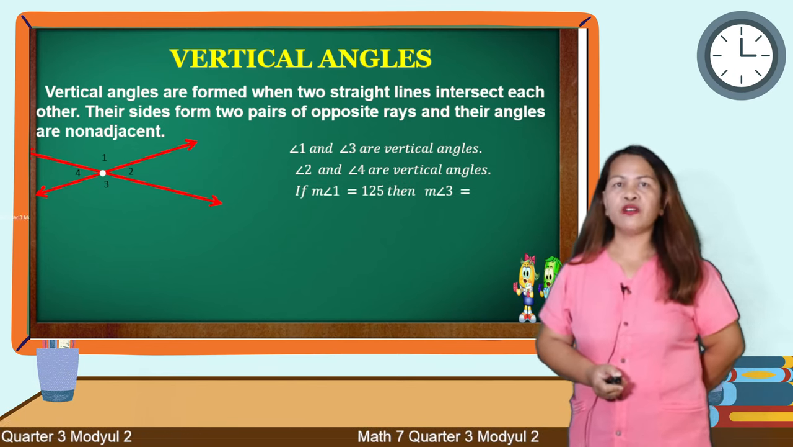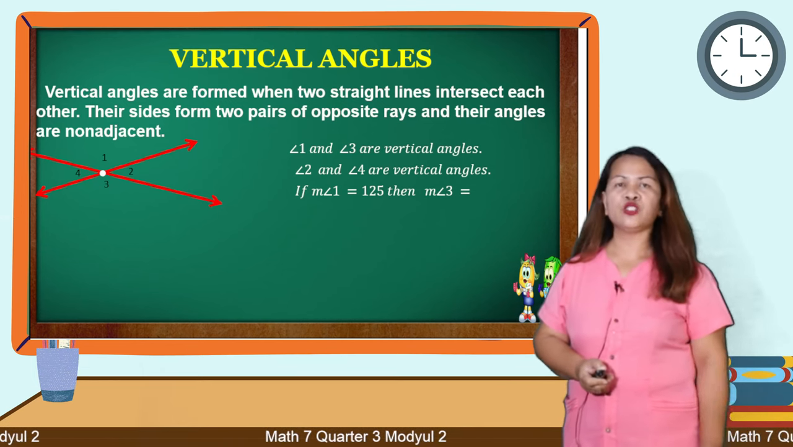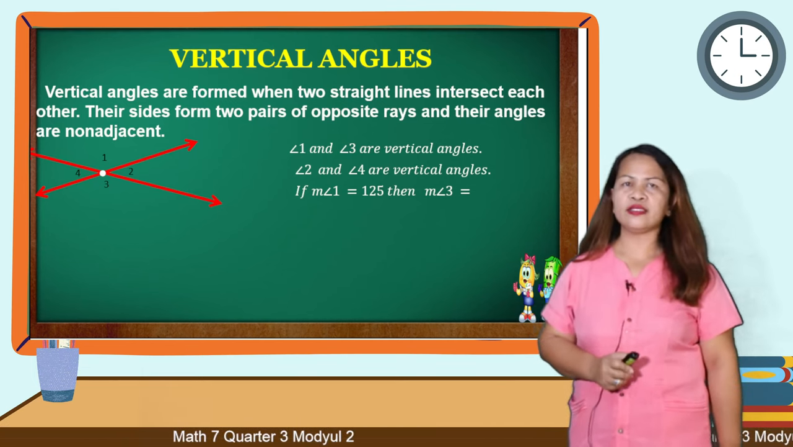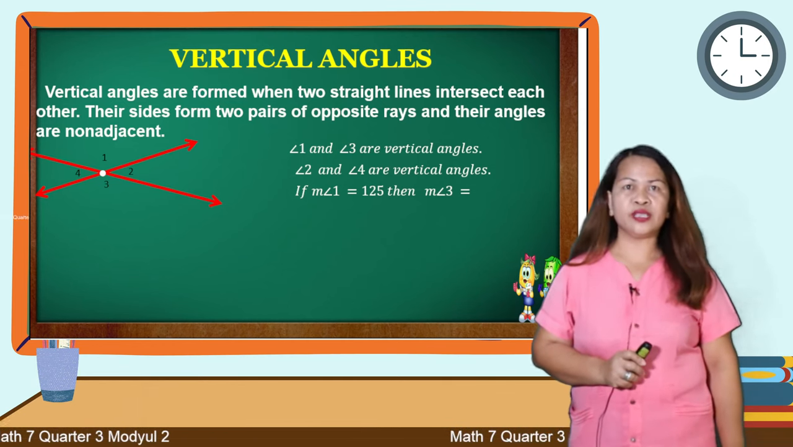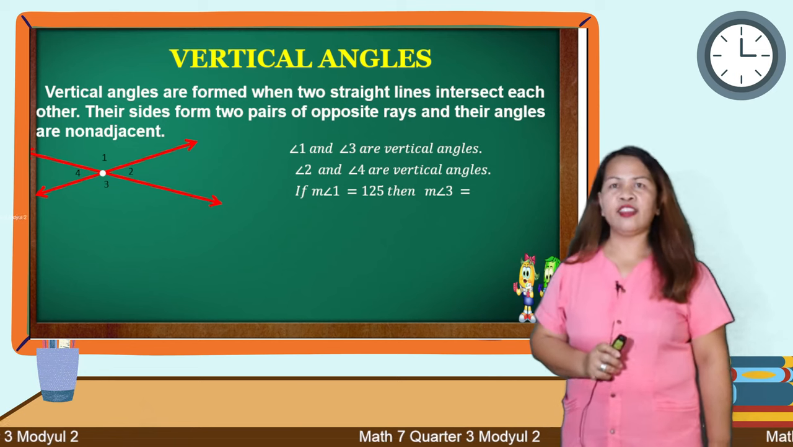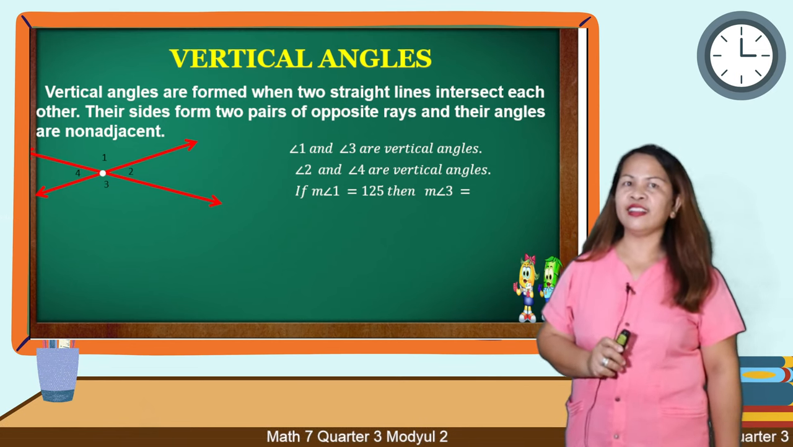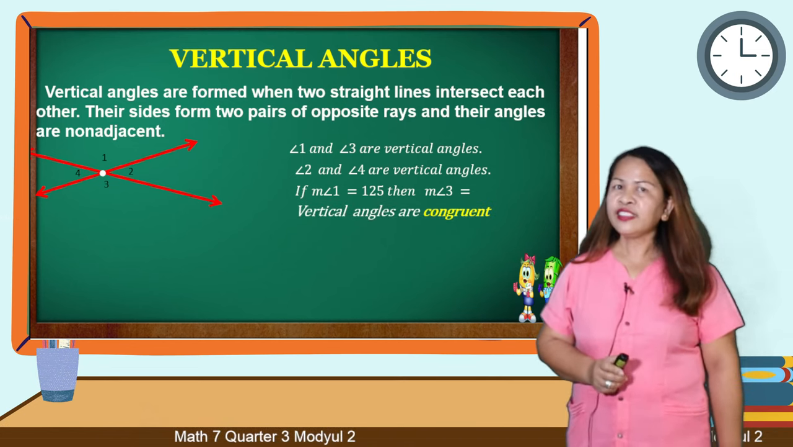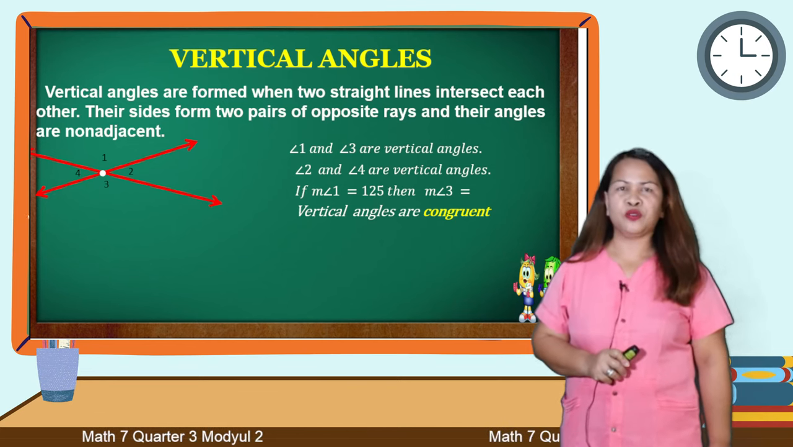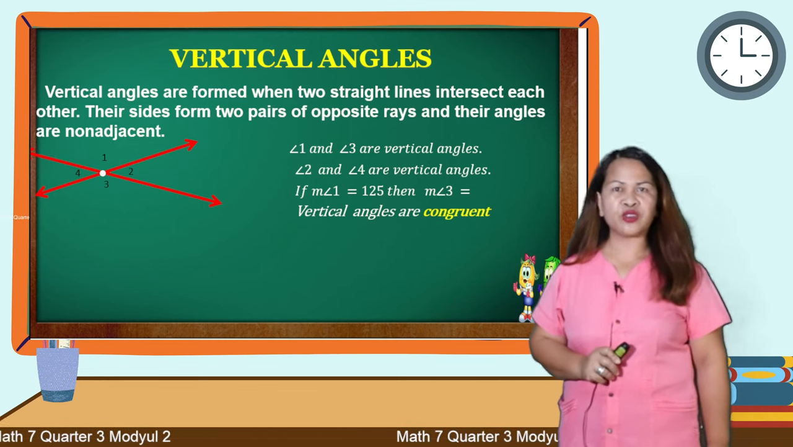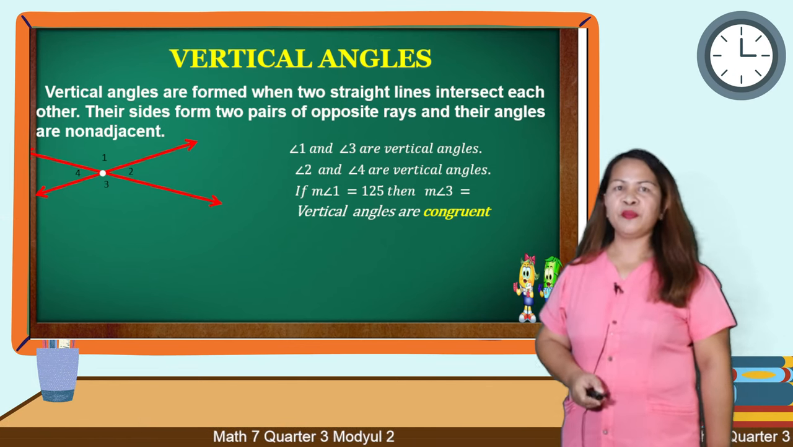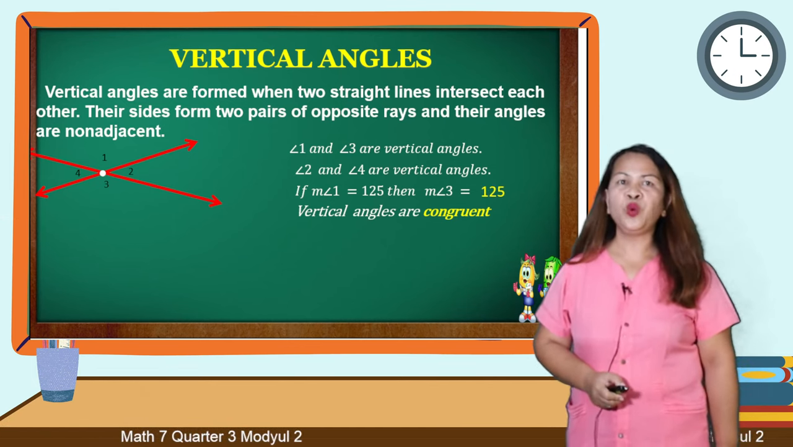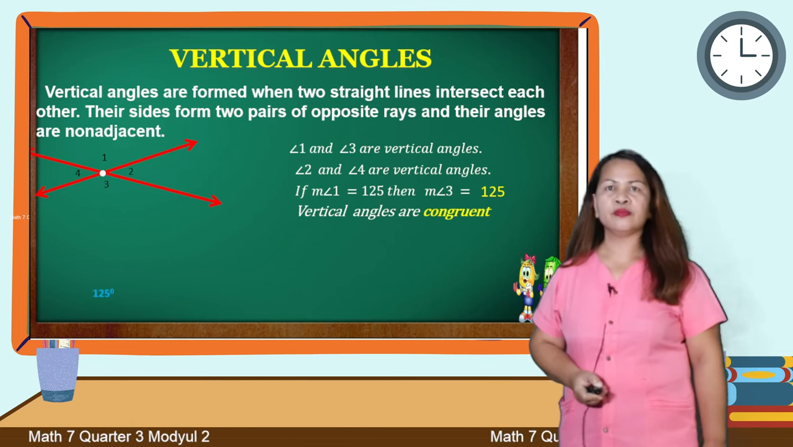If the measure of angle 1 is equal to 125, then what is the measure of angle 3? Take note, angle 1 and angle 3 are vertical angles. Vertical angles are always congruent. So what will be the measure of angle 3? Very good. The measure of angle 3 is also 125.